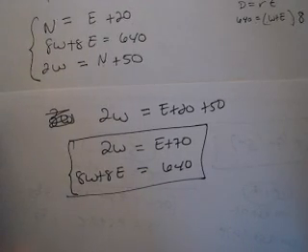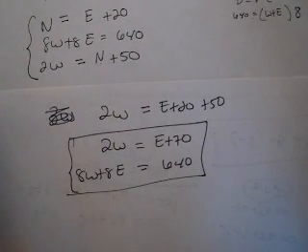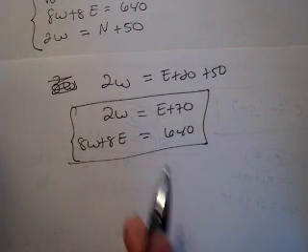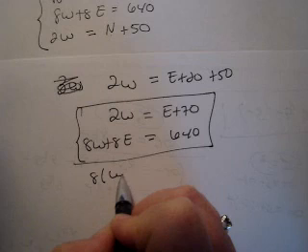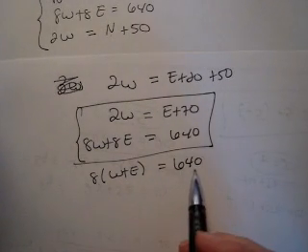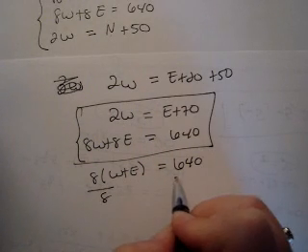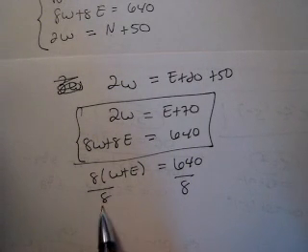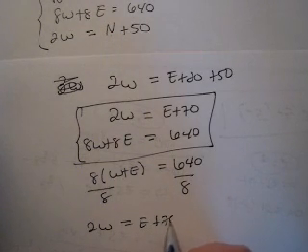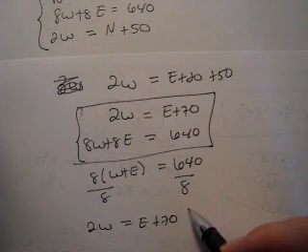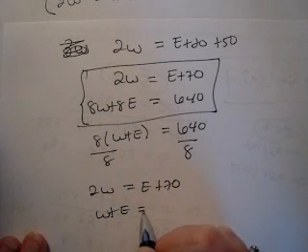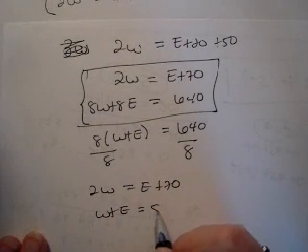Okay, I'm going to undo what I did when I distributed that 8. See, that's what happens in math sometimes. Sometimes you go, oh, you know what? I think I should not have done that. So if we go back to this form, 8 times W plus E equals 640. Remember, I can divide both sides by 8. So now I have that 2W is equal to E plus 70. That's this equation I'm just rewriting. And now I have W plus E is equal to, what is that, 80?